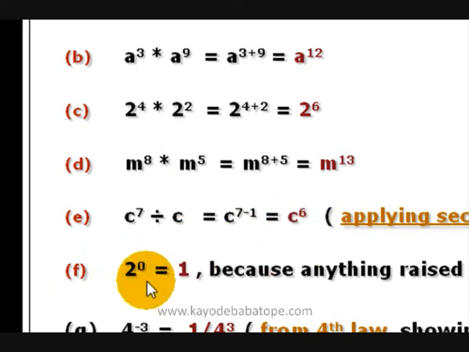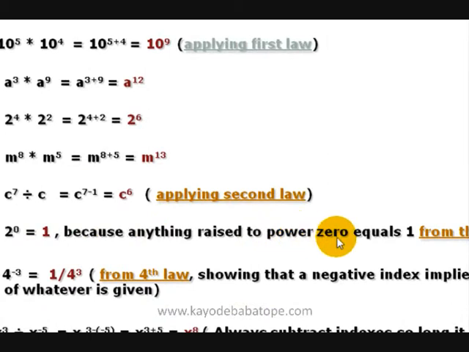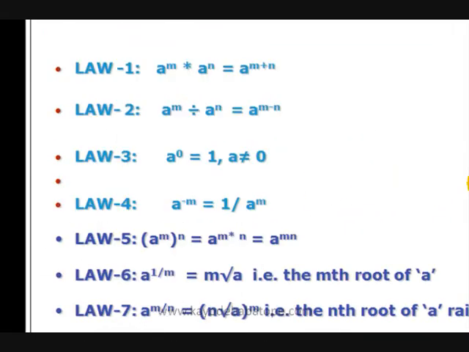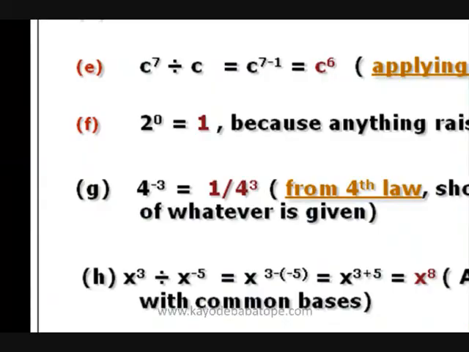From the third law, 2 raised to power 0 is 1, because anything raised to the power of 0 is equal to 1. Do you still remember? So long as a is not 0, anything raised to the power of 0 will be equal to 1.